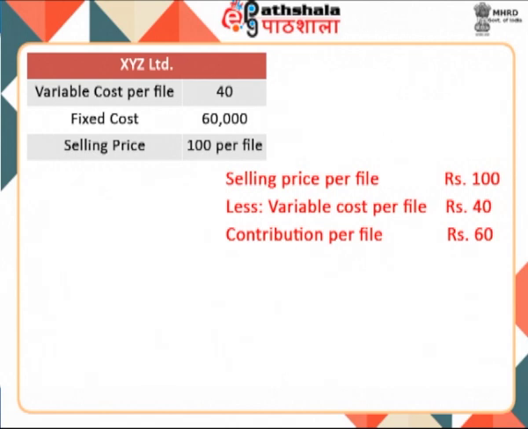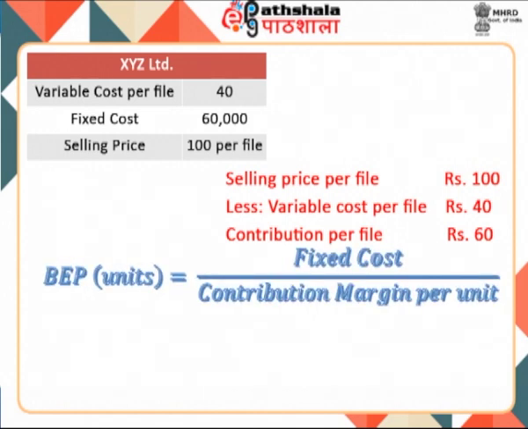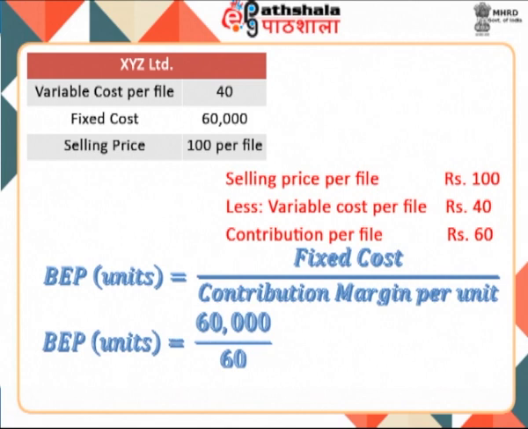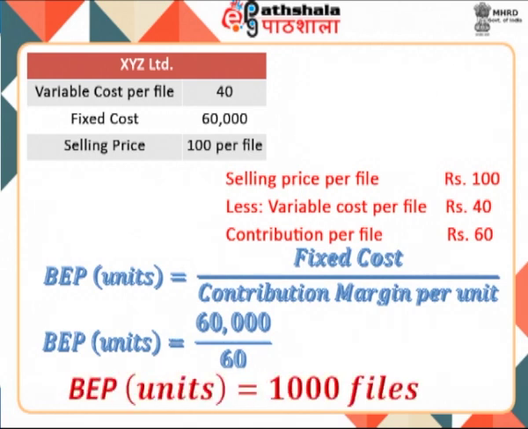We know that the formula for computing break-even point in units is: break-even point is equal to total fixed cost divided by contribution per unit. In our example, total fixed cost is given as rupees 60,000 and we have calculated the contribution per unit as rupees 60. Thus, substituting these values in the formula, we get break-even point is equal to rupees 60,000 divided by rupees 60, that is 1000 files.